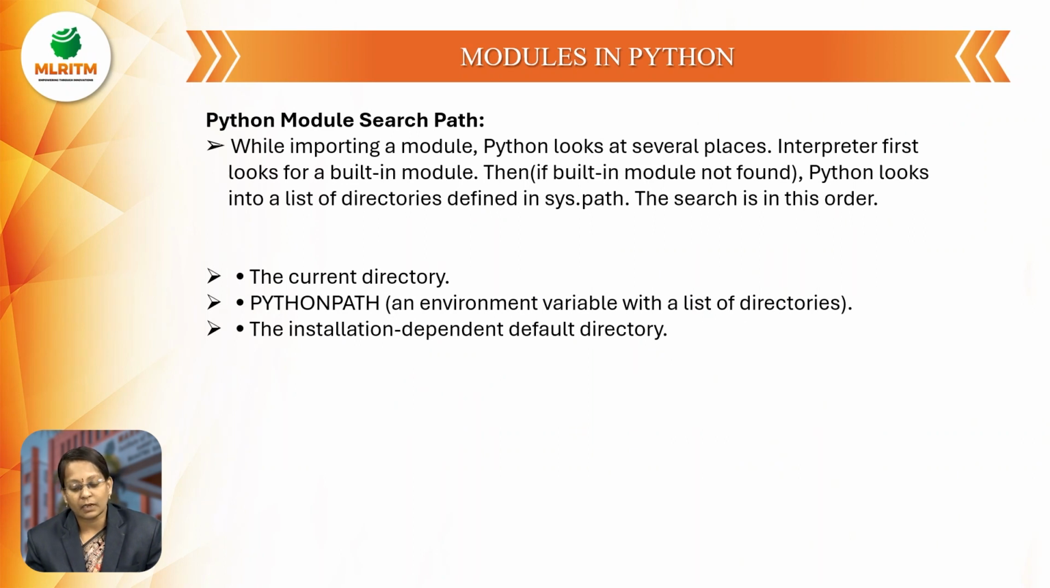Python modules search path. While importing a module, Python looks at several places. The interpreter first looks for built-in modules. If built-in modules are not found, then Python looks into a list of directories defined in sys.path. The search is in this order: first the current directory, then PYTHONPATH, which is an environment variable with a list of directories, and next the installation-dependent default directory.